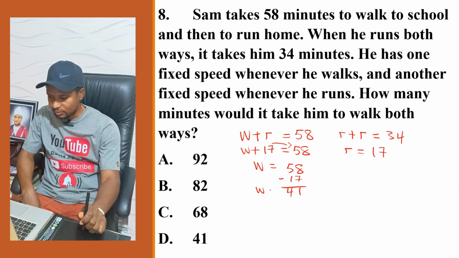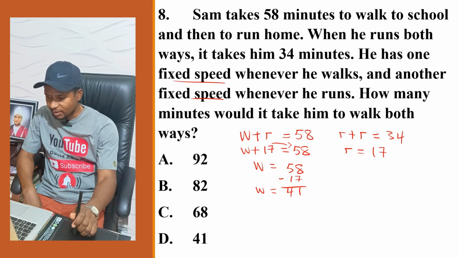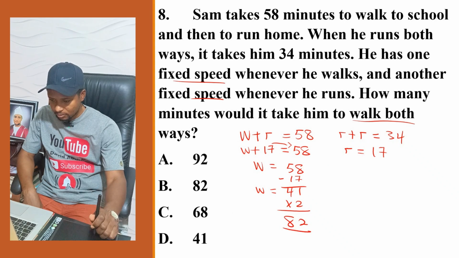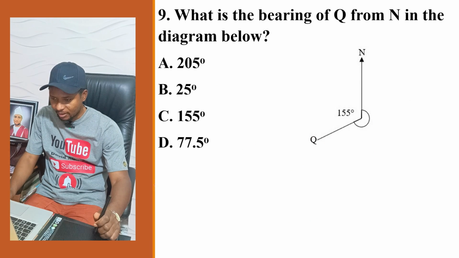So the walk is what? 41. Then it said he has one fixed speed whenever he walked, and another fixed speed whenever he runs. How many minutes would it take him to walk both ways? So you have to multiply by 2, and that will give you 82. B is the answer.